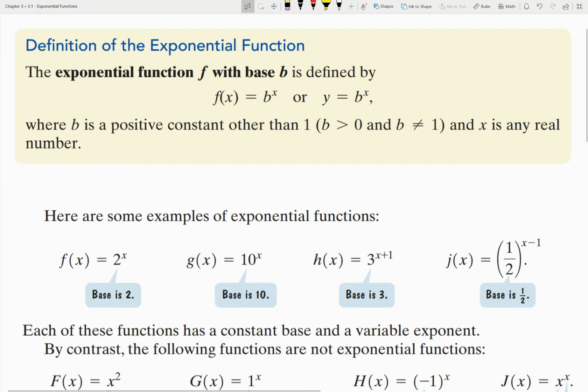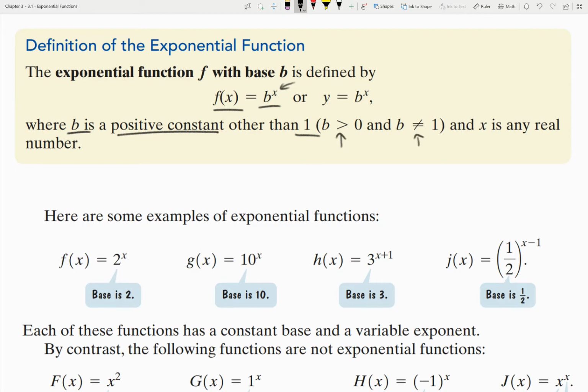So first, let's get into what the definition of an exponential function actually is. The exponential function f with a base b is defined by f of x is equal to b to the x power. That's what makes this an exponential function. The variable is in the exponent. Okay. B has some restrictions though. B must be a positive constant other than 1, which means that b has to be greater than 0, and b cannot be equal to 1.